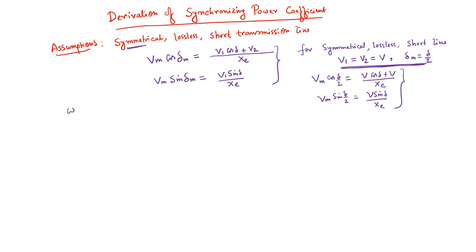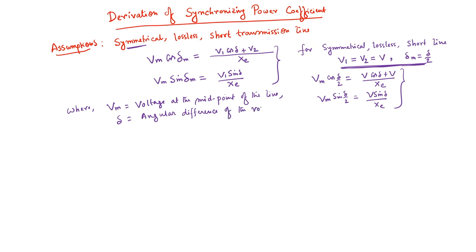Now, you know that here, Vm is the voltage at the midpoint of the line. Delta is the angular difference of the voltages at both ends of the line.